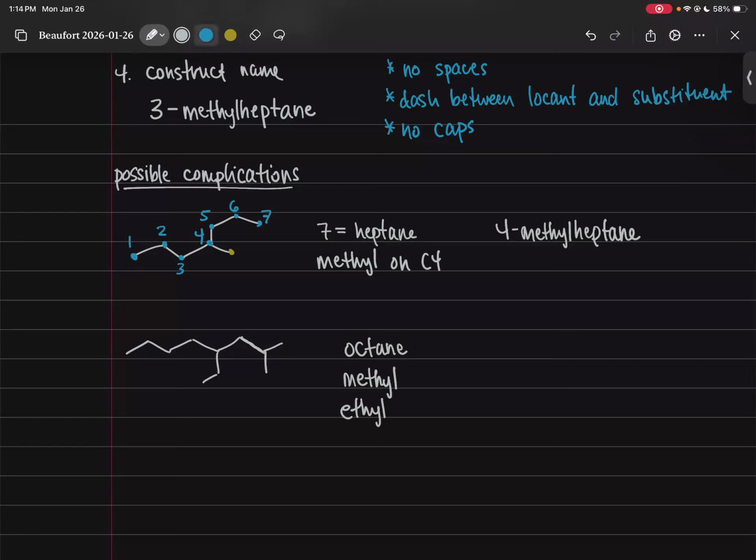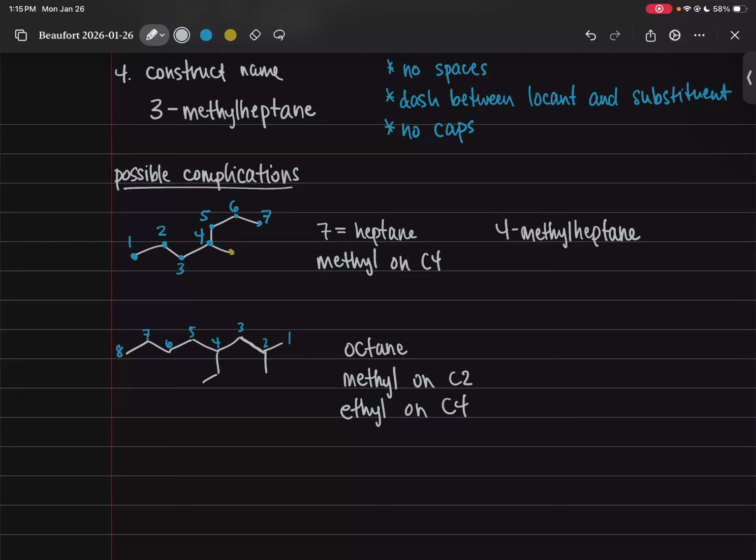Okay, for our numbering, should we start on the left or the right? Yep, the right, definitely. That's what I did in my notes. Made that mistake. 5, 6, 7, 8. Okay, so we have a methyl group on C2 and an ethyl on C4. Okay, so now we have 2 substituents.